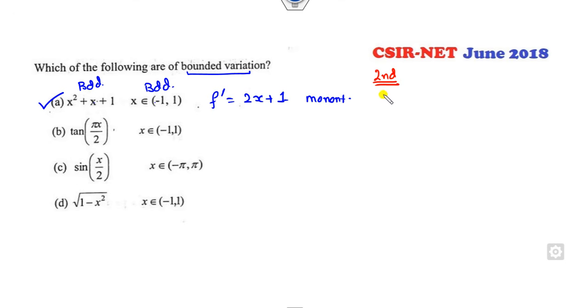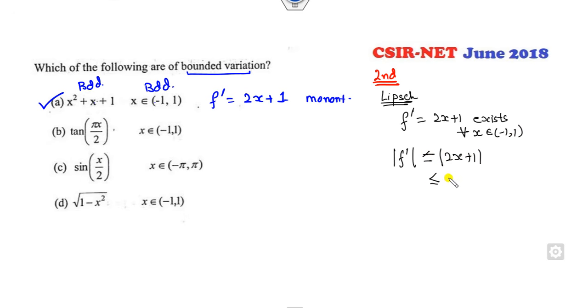Instead of this, I can check whether it satisfies the Lipschitz condition or not. We can find the derivative 2x plus 1. It exists for all x in my domain. Fine. And if you prove that it's bounded, what is that? It is 2x plus 1, which is less than 2 mod x plus 1. What is the mod of x? It is less than 3. Fine. So what is the meaning of that? f satisfies the Lipschitz condition, so it is bounded variation. So either you can apply the Lipschitz condition, or you can simply say bounded plus monotonic.